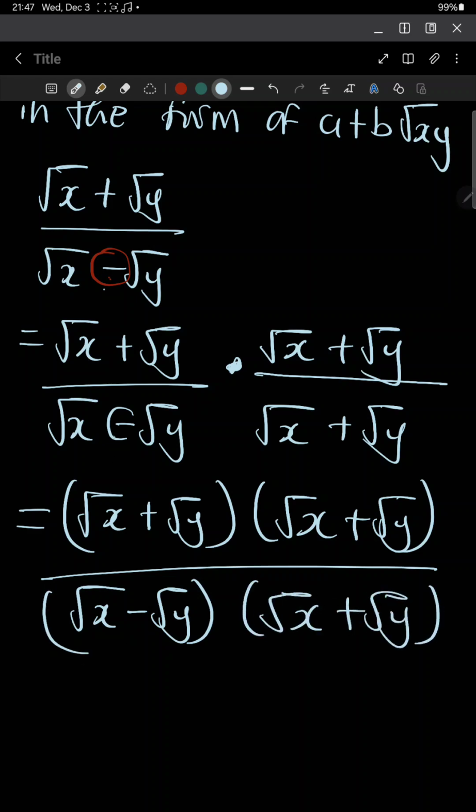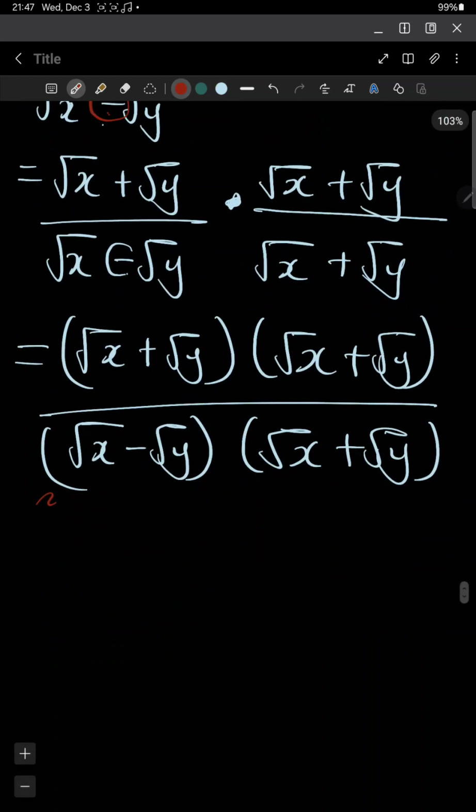So when finding the conjugate, or when rationalizing the denominator, pay attention to this sign. That's why it has changed to positive. After that, evaluate or simplify. So how can you simplify? This x you need to multiply by that.